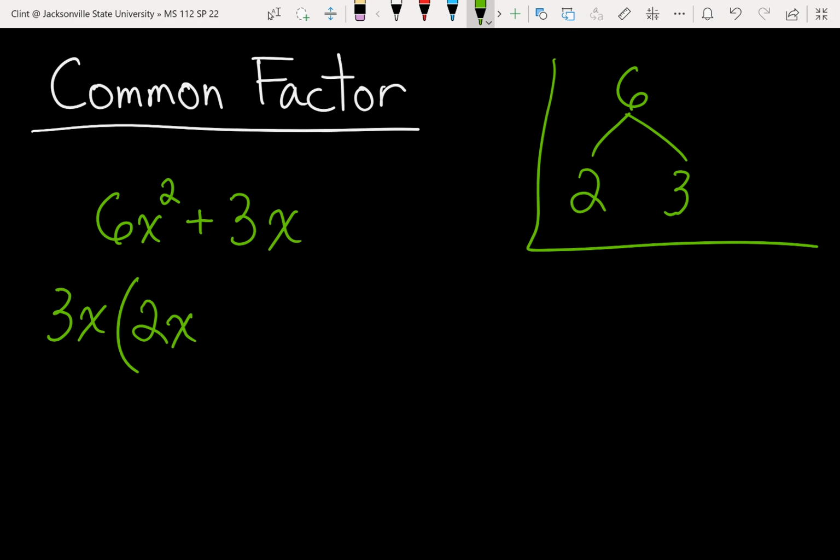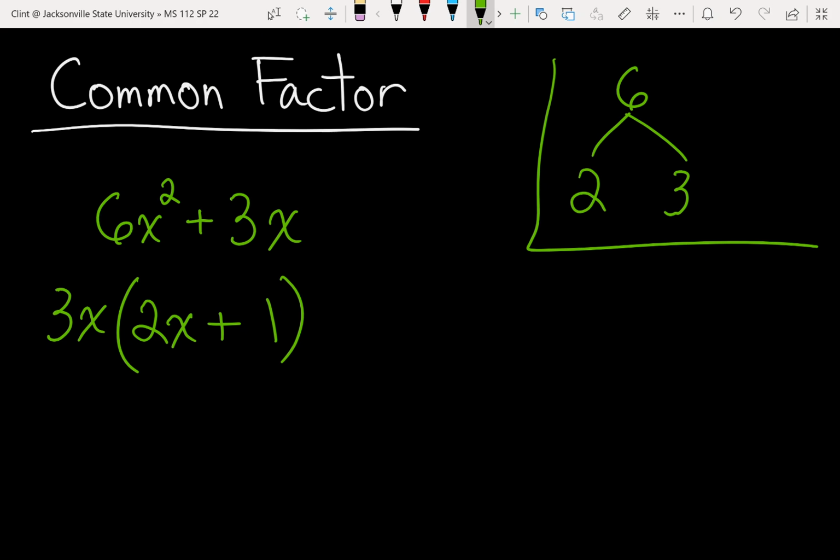Then we need to check the same thing for that last one, but that one's pretty easy. What would we have to multiply 3x by to get 3x? 1. There, we've taken this polynomial, 6x squared plus 3x, and we factored it out. We've got two factors here. First factor is 3x. Other factor is 2x plus 1.